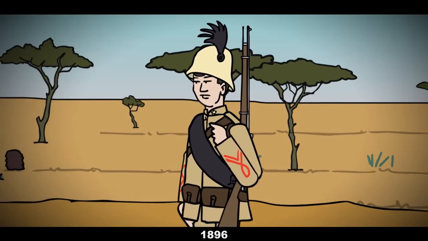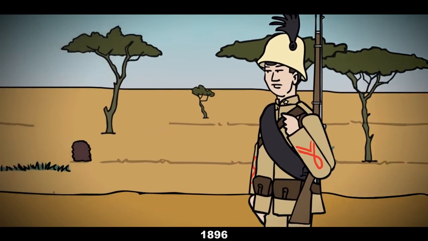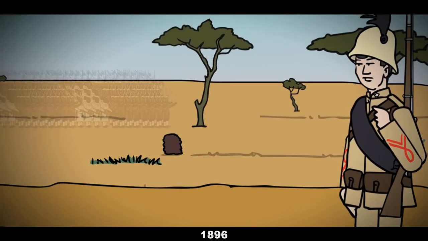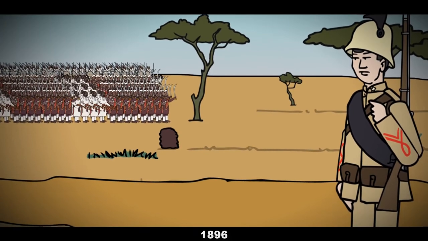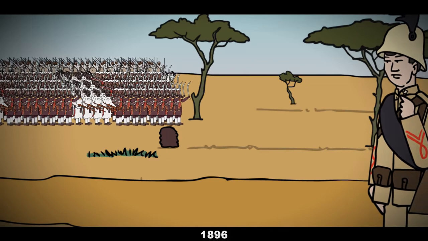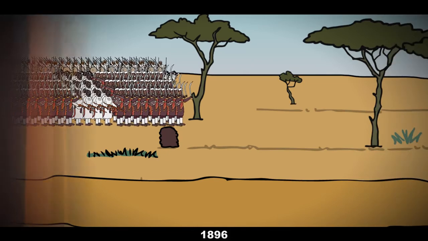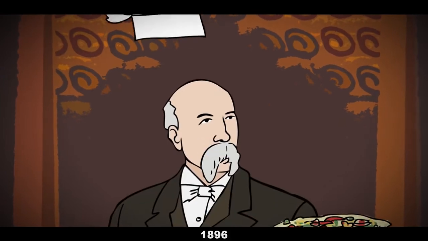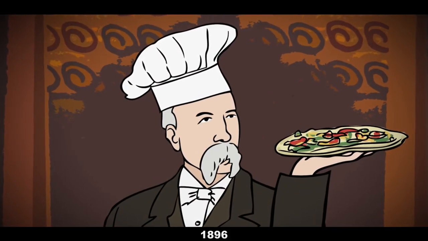General Baratieri's expedition was already beginning to run low on water, munitions, and morale, and when the huge Ethiopian army of approximately 120,000 men was spotted, he was, understandably, planning to retreat. But this was not an option, as he was ordered by Italian Prime Minister Crispi, no, I'm not making that name up, to attack Menelik's force.